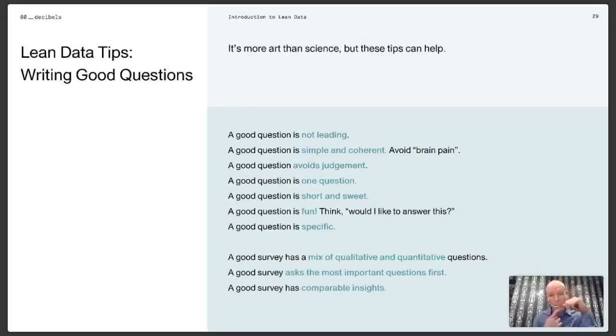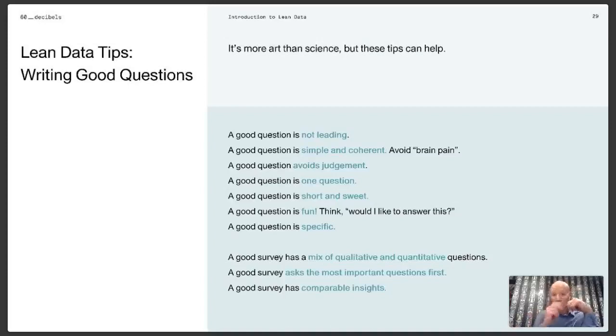And the reason is because you seem like a bit of a jerk if you said you wouldn't buy the greener, better for the planet computer. And so those questions that require the user to describe themselves and whether or not they're good people or not, they tend to be poor questions because, again, you're not going to get an unbiased answer. I mentioned before one question. Multi-part questions are terrible. Short and sweet is the same thing. And try to keep it fun.